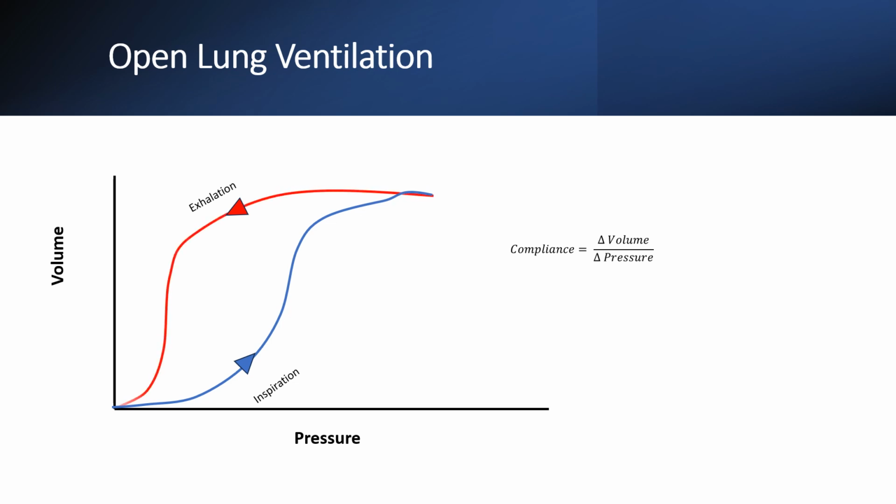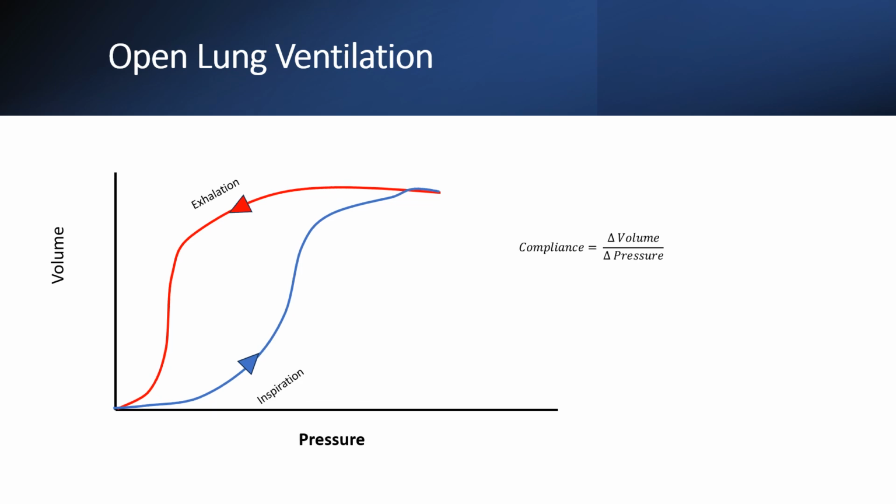This graph also shows compliance, which is the change in volume divided by the change in pressure. This can also be thought of as the change in volume that occurs due to the change in the application of pressure and demonstrates the ability of the alveoli to stretch and expand. If too little or too much pressure is applied to the alveoli, it can result in damage, such as pulmonary interstitial emphysema or bronchopulmonary dysplasia.